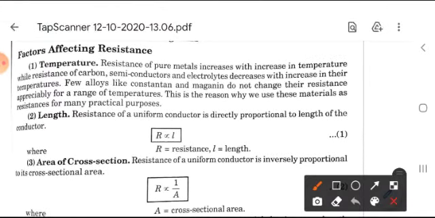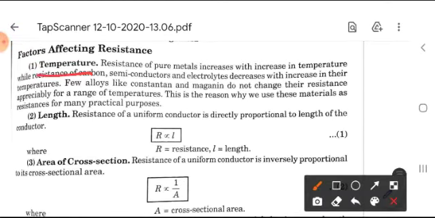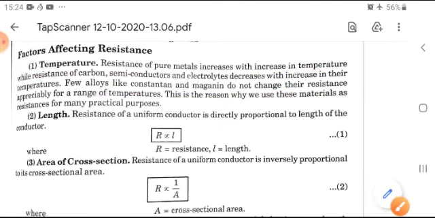Now some factors affecting resistance are given here. What factors? First is temperature. The resistance of pure metals increases with an increase in temperature. This is an important thing. While the resistance of materials like carbon, semiconductors and electrolytes decreases with an increase in their temperature. A few alloys like Constantan and Manganin do not change their resistances appreciably over a range of temperature. This is the reason why we use these materials as resistances for many practical purposes.